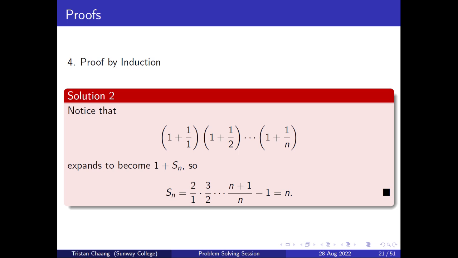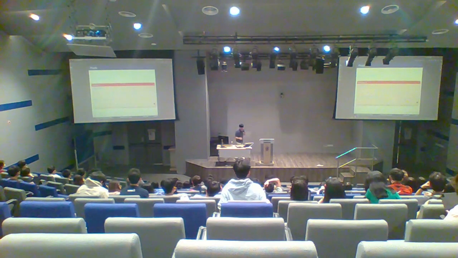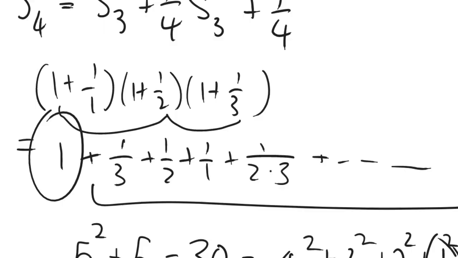The fact is, if I expand this product out, what happens when you expand? You choose one element in the first bracket times an element in the second bracket, and so on and so on. In fact, if you write out everything, it expands to become 1 plus Sn. Anyone see how that works? Like, if I try for S3, for example, so it would be 1 plus 1 over 1, 1 plus 1 over 2, 1 plus 1 over 3. Let's see if it really is 1 plus S3.